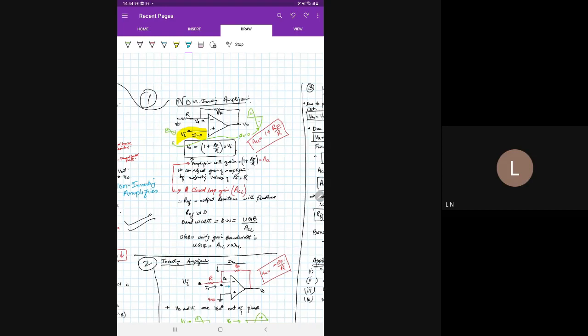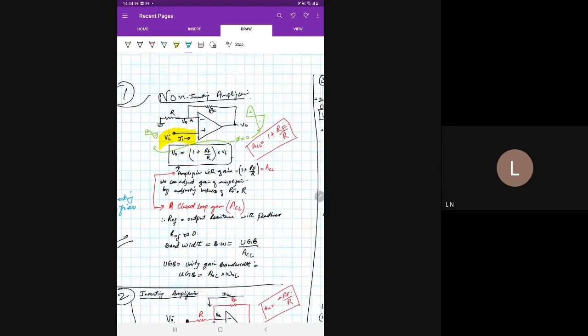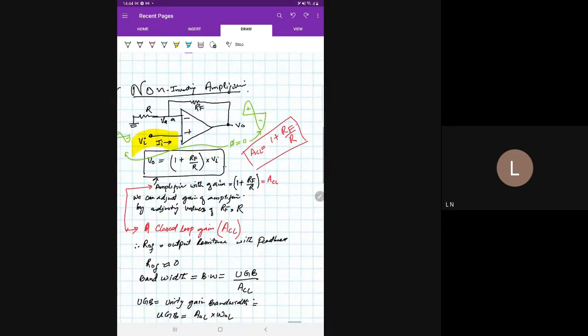So we have redrawn this amplifier here. This is a non-inverting amplifier. I can say that the general expression for this non-inverting amplifier is V output is equal to 1 plus Rf by R into V input. What is 1 plus Rf by R? 1 plus Rf by R is the gain.